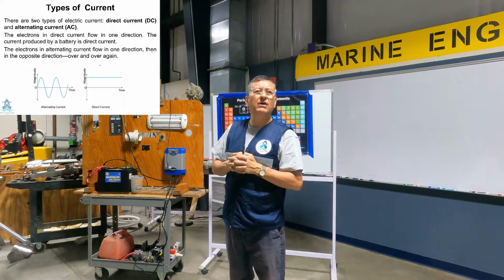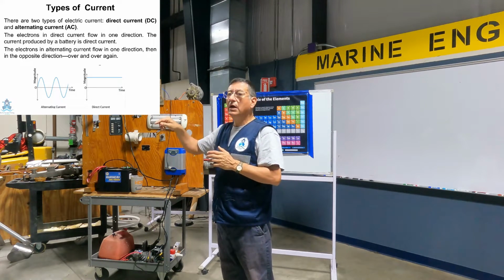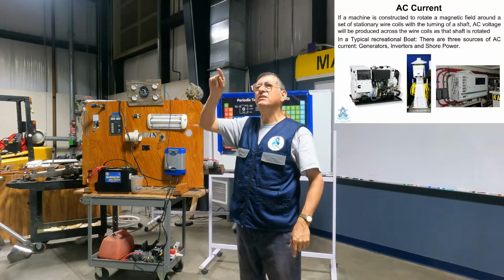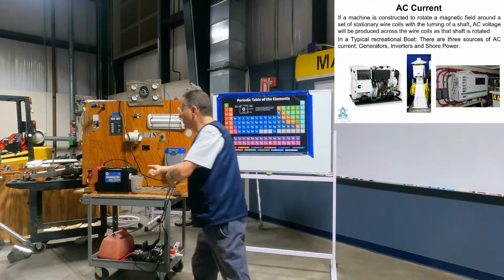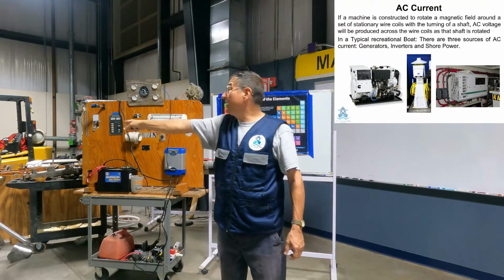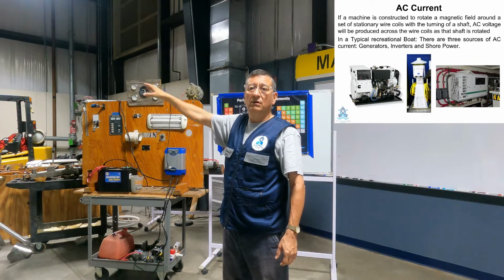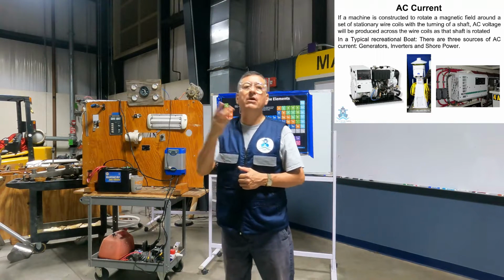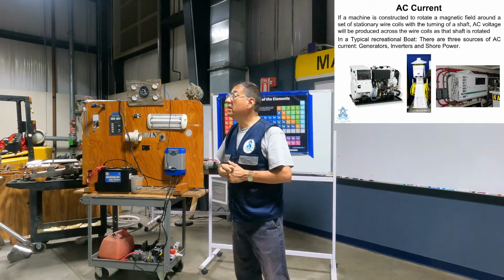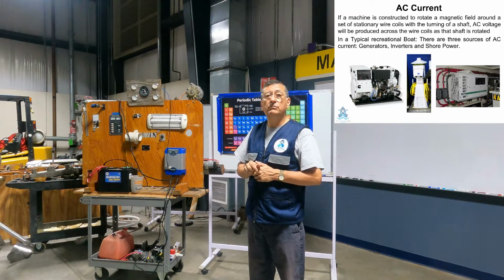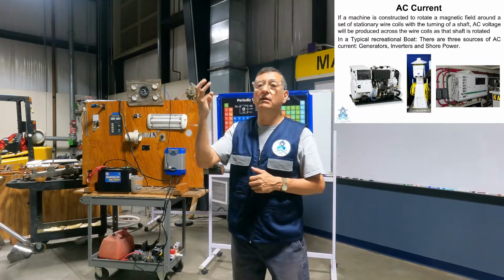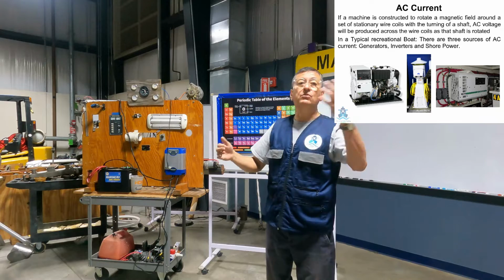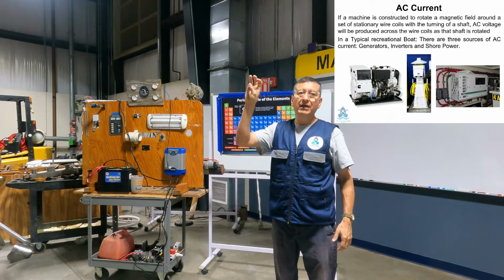Now we understand that we have two types of currents. What type of current do you have in your boat? AC current and DC current. Where does the AC current in your boat come from? The shore power, the pedestal. The pedestal is the building, the house, the grid. The second AC source of power in your boat is the generator. Number three, the inverter, which converts DC into AC. Three sources of AC power in your boat.